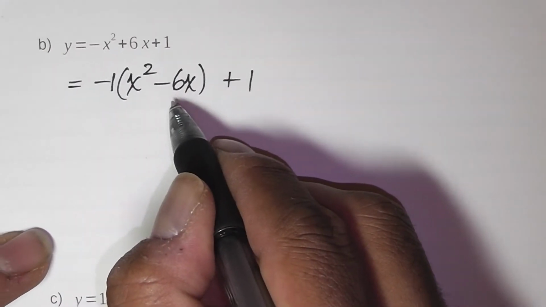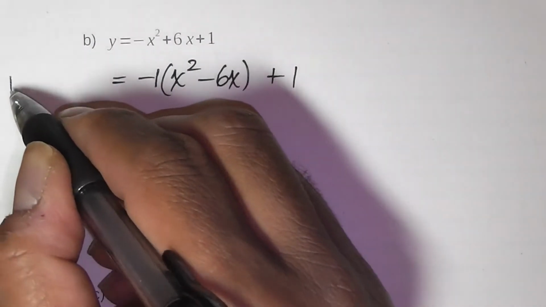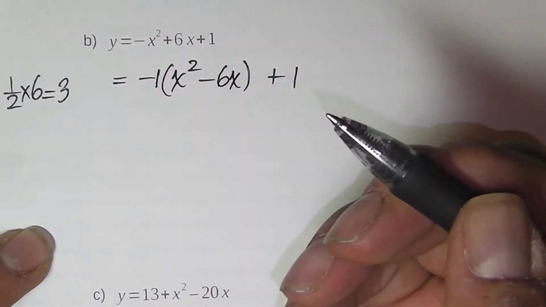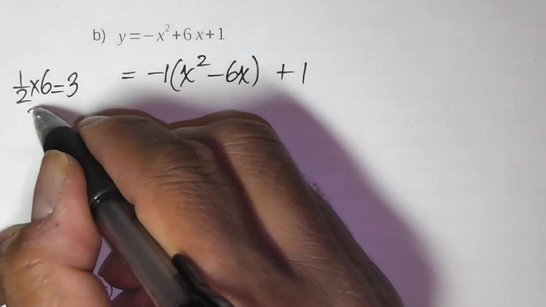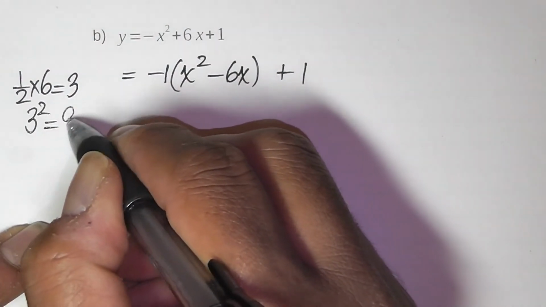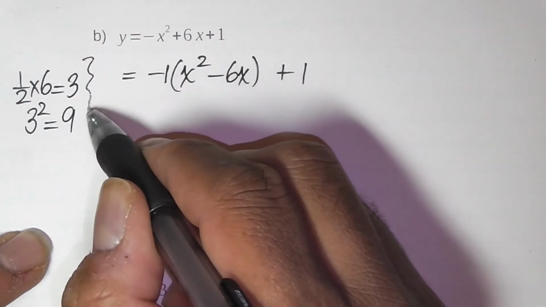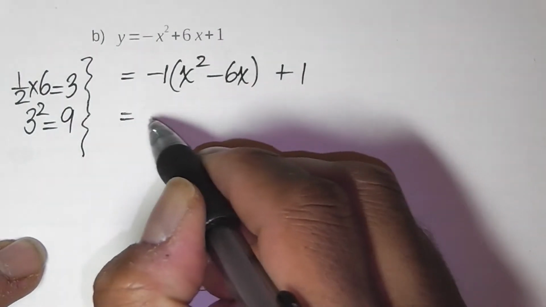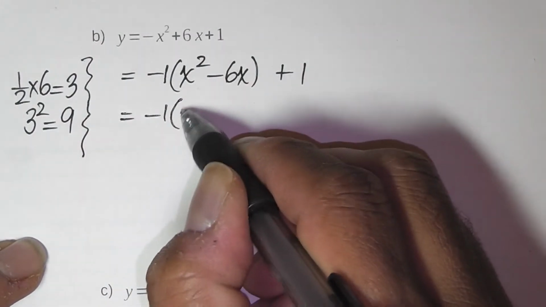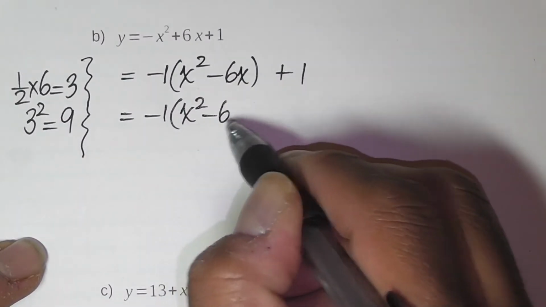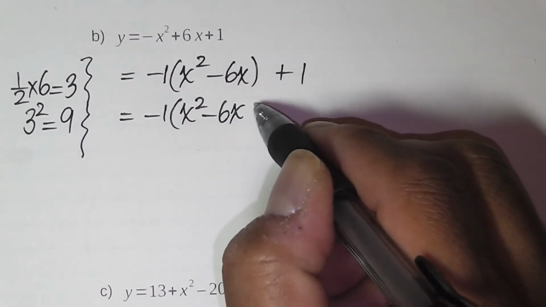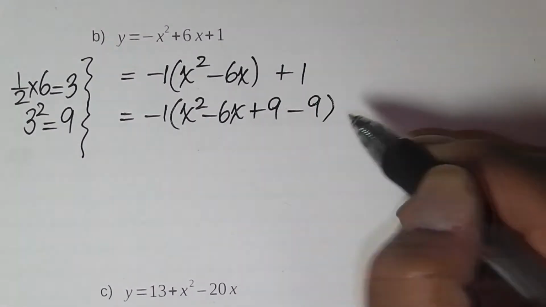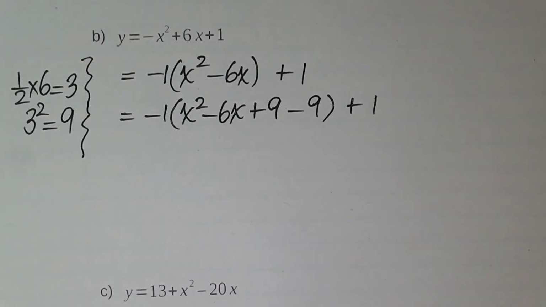See, that's 6. I'm going to do 1/2 times 6, which gives me 3. And I'm going to do 3 squared, which gives me 9. That's the number that goes into my bracket. So I've got equals negative 1 bracket x squared minus 6x. I'm going to add 9, and I'm going to subtract 9, close brackets, plus 1.